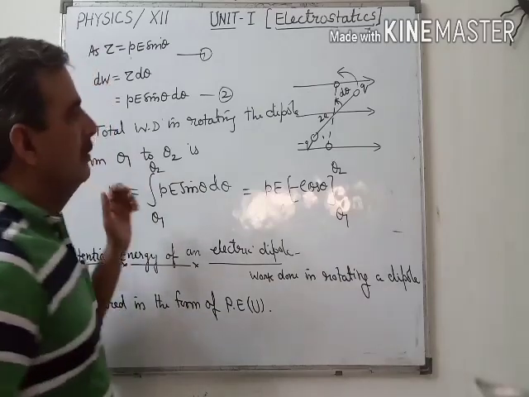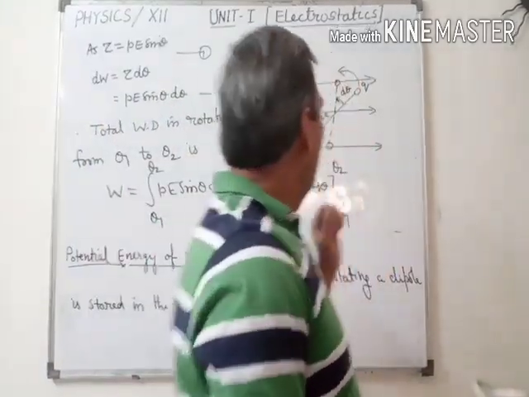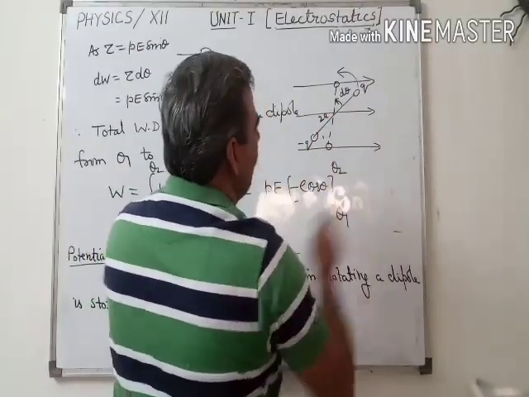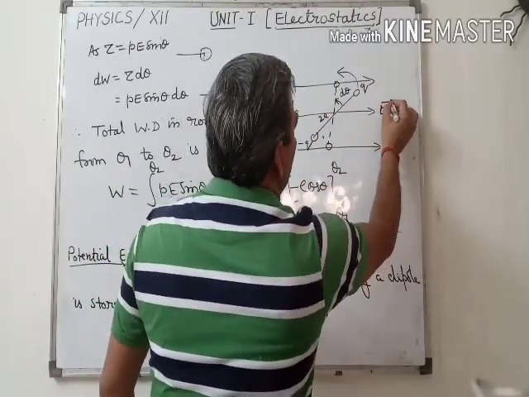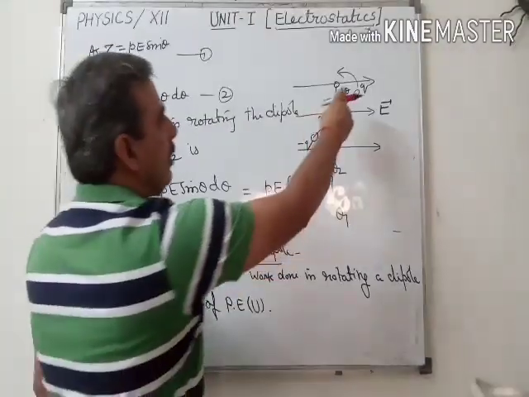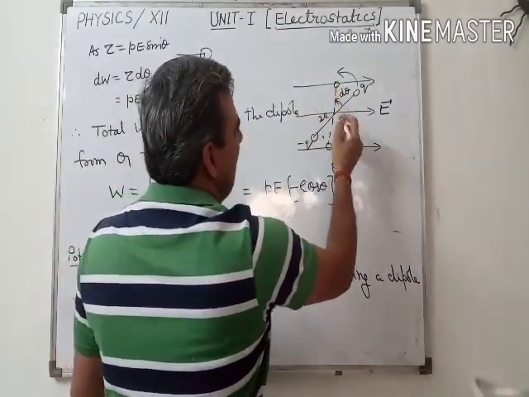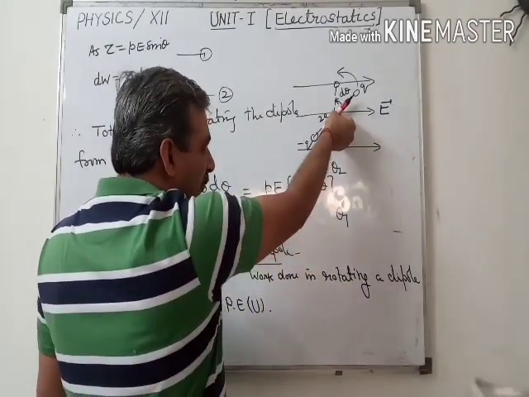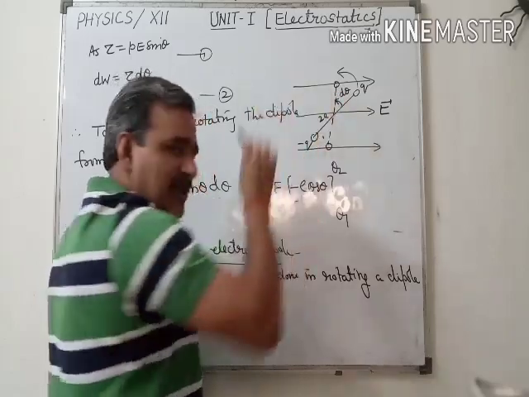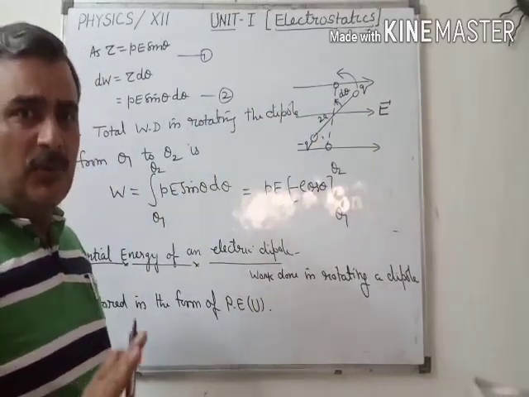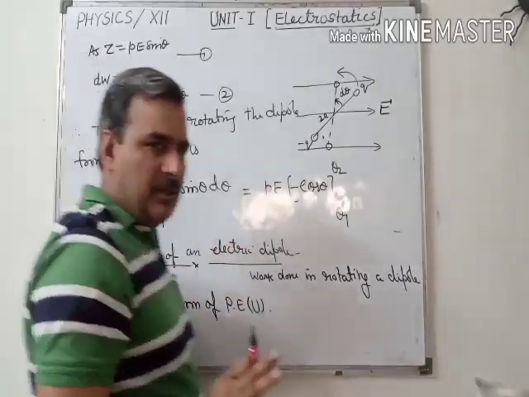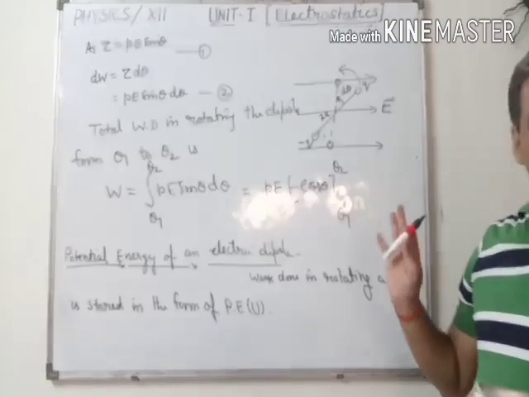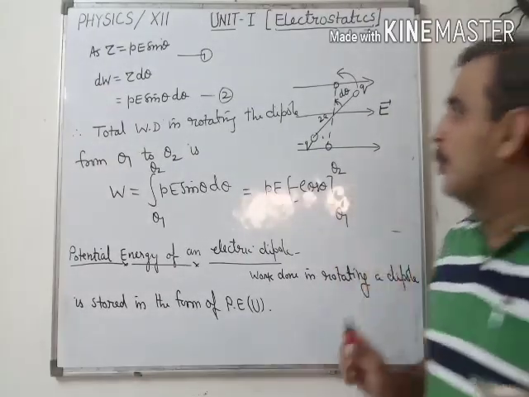So now to find the potential energy of an electric dipole, you have to consider again the uniform field. Uniform electric field is this, in which this is the dipole placed such that its axis makes some angle with the direction of the field. If you want to rotate this dipole from here to here, a small angle d theta, you have to do some work. What is that work? That work is stored in the form of electrostatic potential energy inside the dipole. We have to obtain the expression for that.